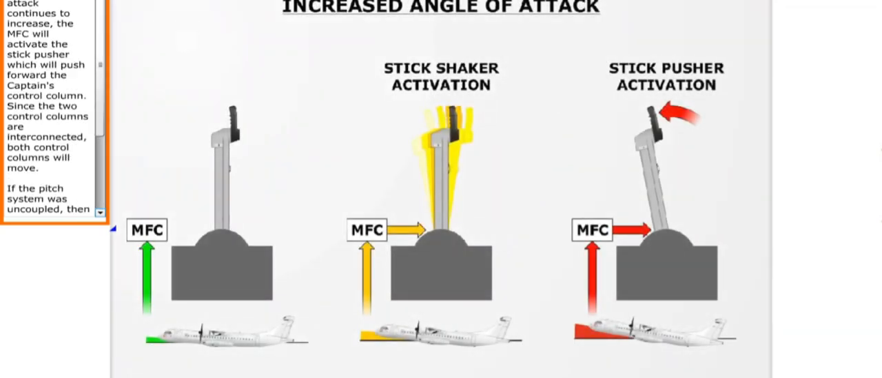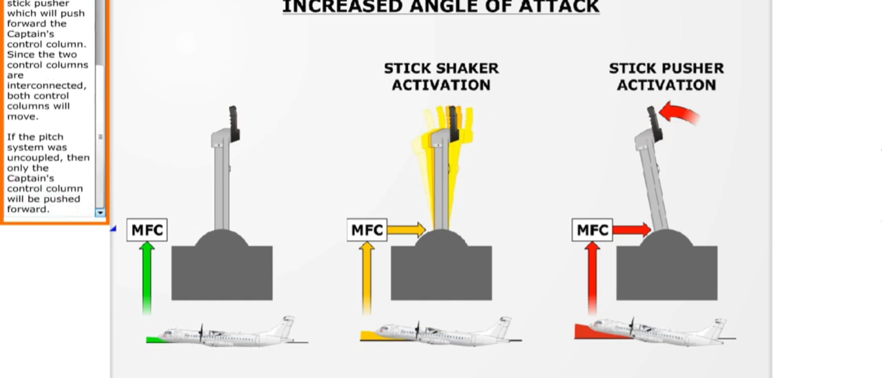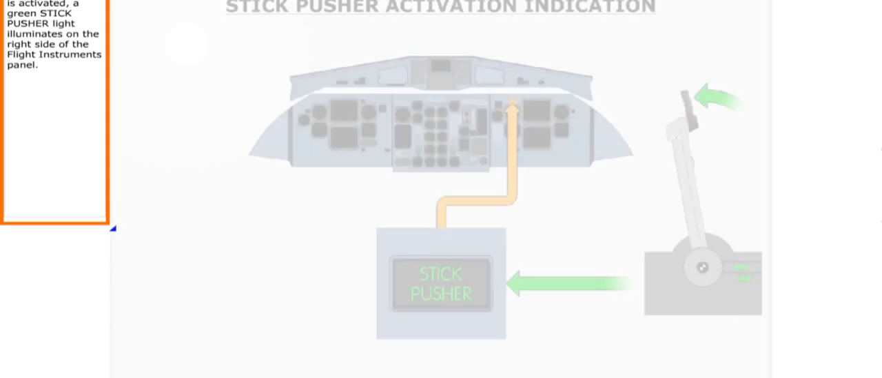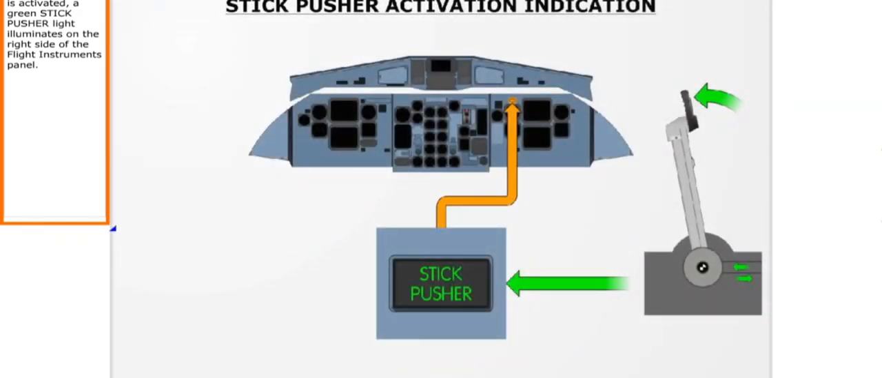If the angle of attack continues to increase, the MFC will activate the stick pusher, which will push forward the captain's control column. Since the 2 control columns are interconnected, both control columns will move. If the pitch system was uncoupled, then only the captain's control column will be pushed forward. If the stick pusher is activated, a green stick pusher light illuminates on the right side of the flight instruments panel.